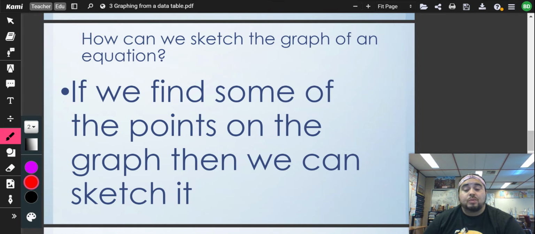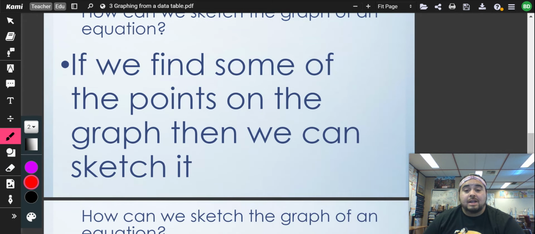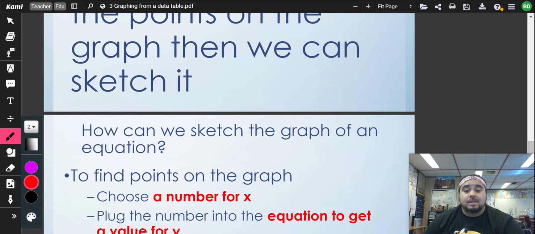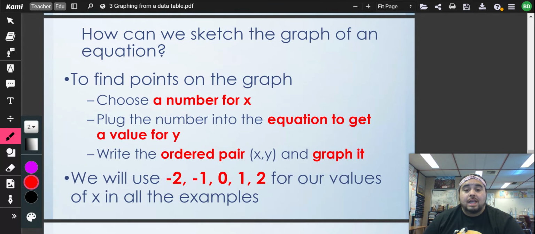We are going to plug in values for x, and then we're going to find the corresponding y to get ordered pairs so that we can graph the line or curve, depending on what the equation is. Okay, so here's our process. We're going to find points on the graph by choosing numbers for x. We're going to plug those into the equation to get our y values, and that will give us our ordered pairs. When we graph the ordered pairs, it will allow us to sketch the graph.